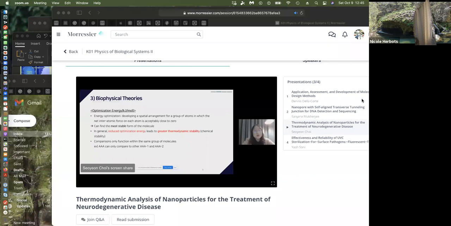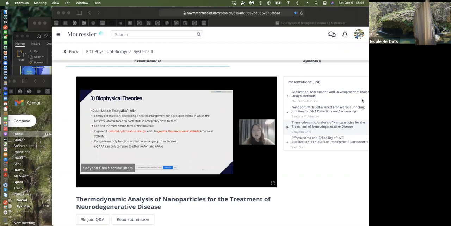I would also like to mention several biophysical theories. First up is optimization energy. The process of energy optimization is basically developing a spatial arrangement for a group of atoms in which the net interatomic force on each atom is acceptably close to zero. Therefore, we can find the most stable geometry of the molecule using this process.